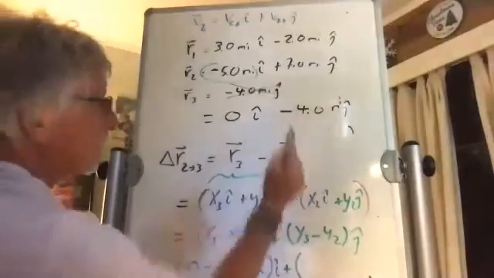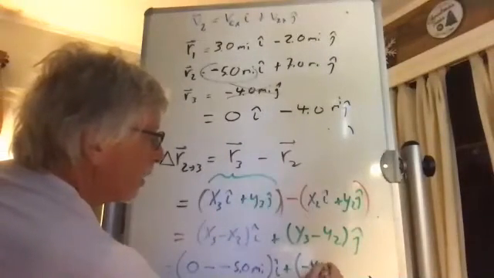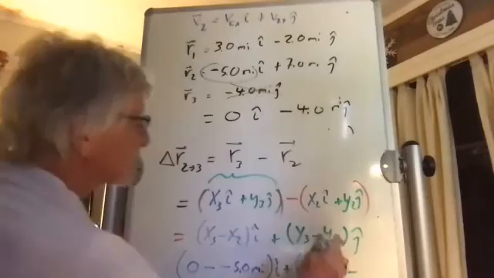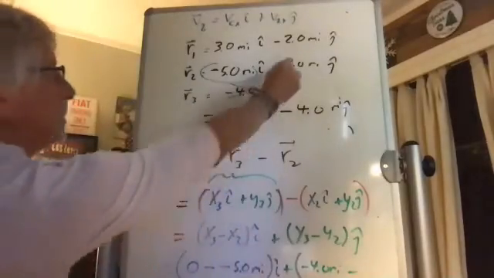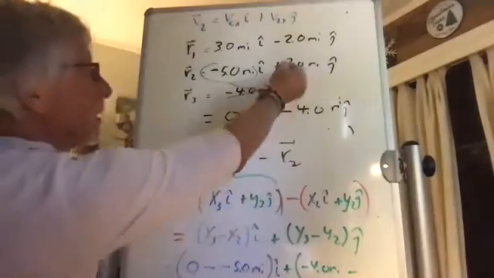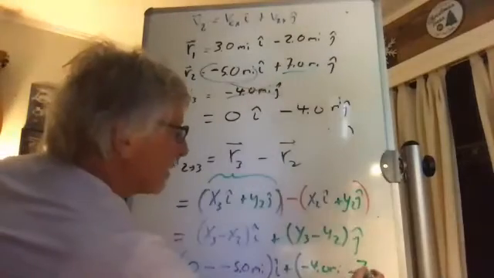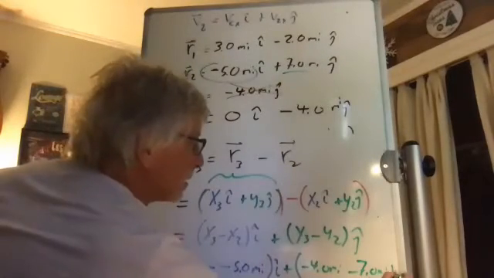Y3 negative 4.0 miles minus Y2. See, I'm not doing it in my head. I'm just looking up here. Minus 7.0 miles j hat.